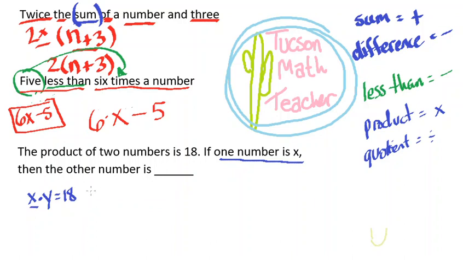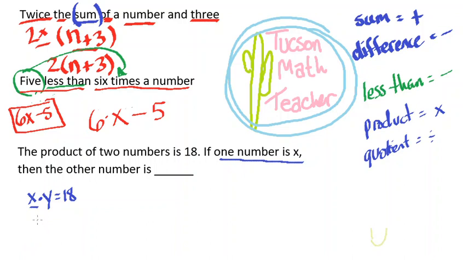What's the other number? Now, the answer here is not to say y. x is one number, the other number must be y. That's not what the question is looking for. The question is saying, can you write an expression for that second number using what you know about the relationship between the two numbers and the variable that we have for that first number?